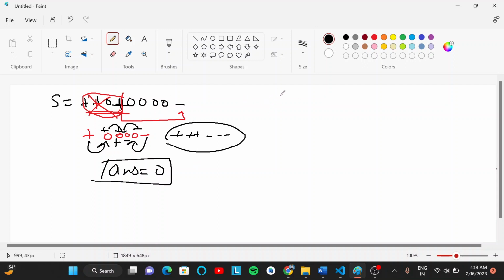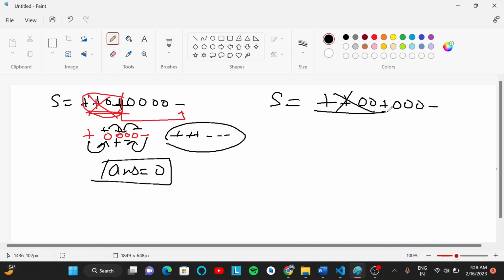But at the same time, let's take another example where we have plus plus 0 0 plus 3 times 0 and minus. Again this part of the string is not useful to us because there is only one type of charge, there isn't any negative charge, and the neutral elements are between two positive charges only.